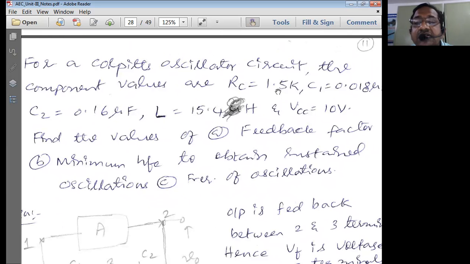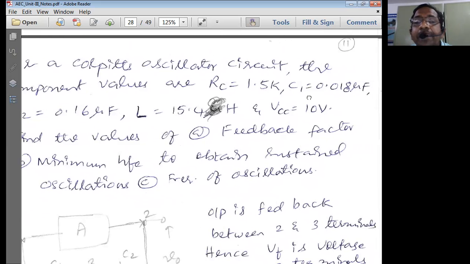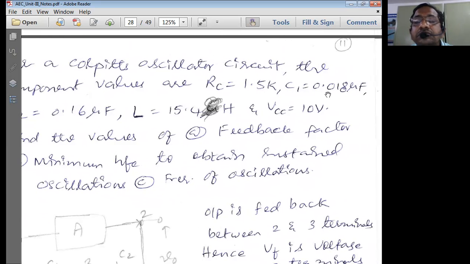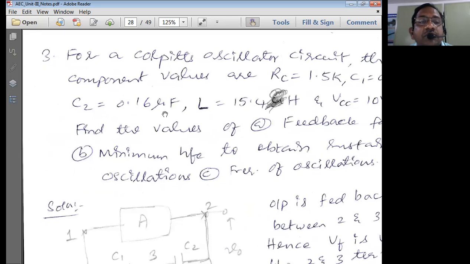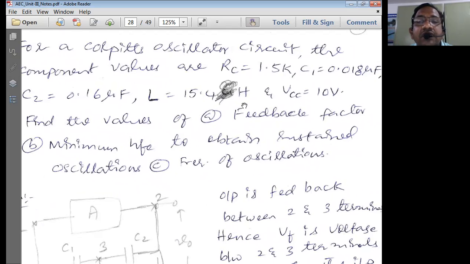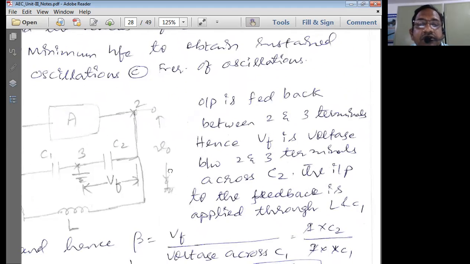Collector resistance RC is 1.5K. C1 is 0.018 microfarad. C2 is given as 0.16 microfarad. L is given. VCC is given. Find the values of feedback factor, the minimum HFE to obtain sustained oscillations, and finally, the frequency of oscillations.